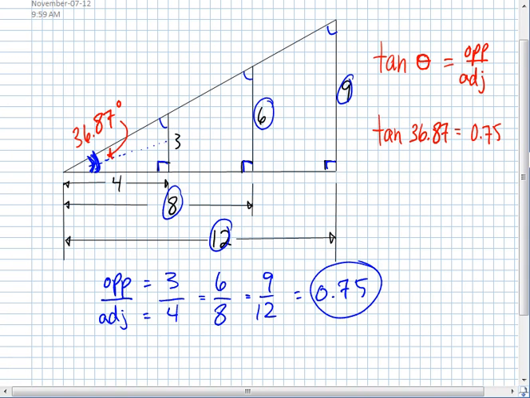That means that any triangle that has that angle, 36.87 degrees, the tangent ratio will always be 0.75, which is why when you put tan 36.87 in your calculator, you will always get 0.75. That's kind of an obscure angle though. Let's look at a more common angle and see if we can look at a tangent ratio for that one.